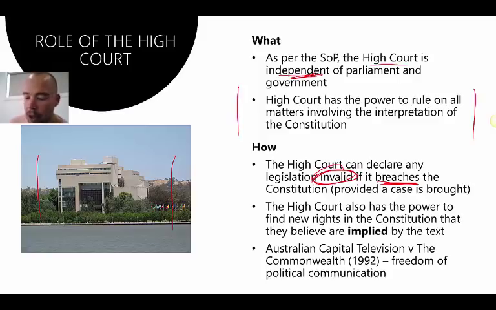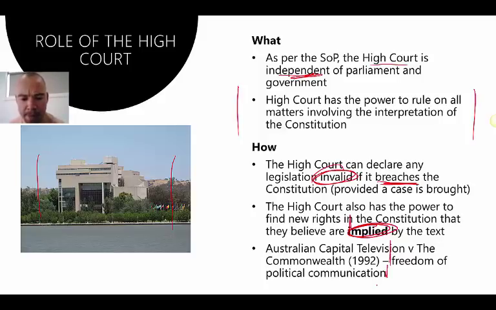The High Court also has the power to find new rights in the Constitution. So rather than those just 5 express rights, they can actually go and look through the Constitution, if someone brings a case only. They can't do it of their own volition. And they can find new rights, and these are known as implied rights. Australia has only one implied right found by the High Court, which is freedom of political communication.